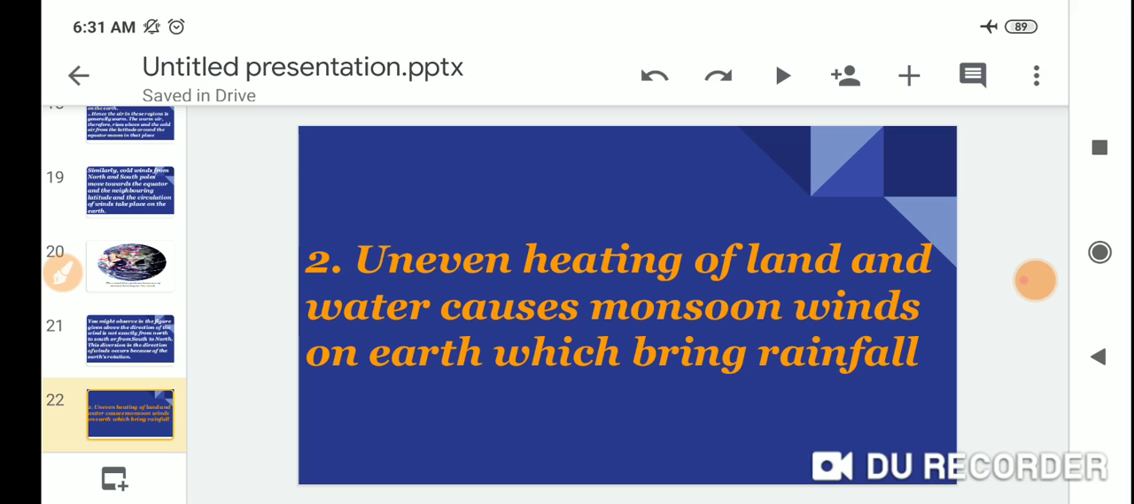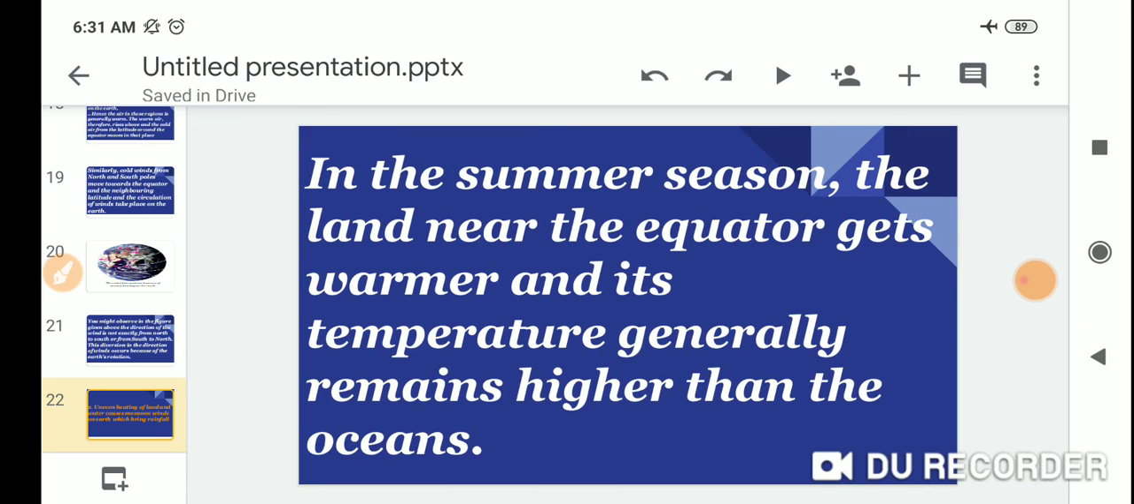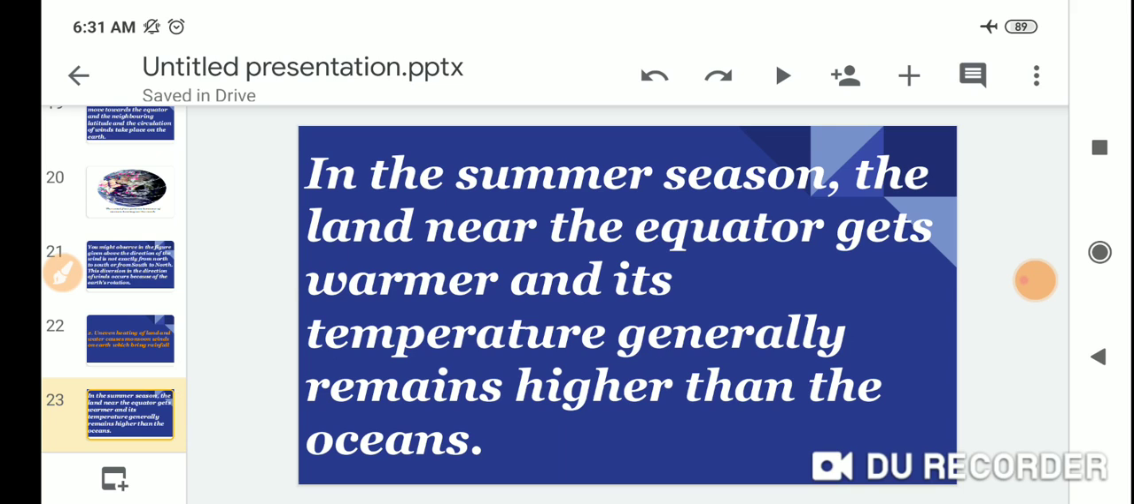Uneven heating of land and water causes the monsoon winds on earth, which bring rainfall. In the summer season, the land near the equator gets warmer and its temperature generally remains higher than the ocean.